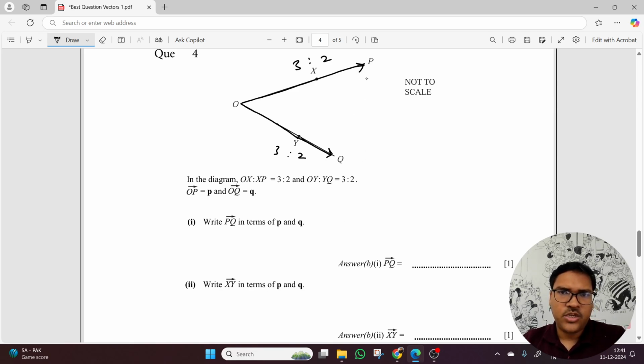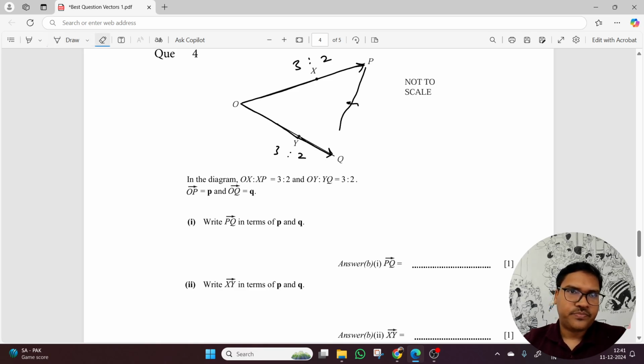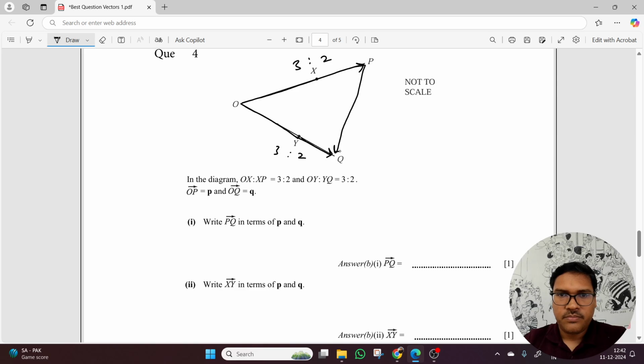So this part is easy, PQ. Just join from P to Q. What is PQ vector? You want to go from P to Q, right? So you go from P to O. This is minus P vector because OP vector is P vector. Then O to Q, which is plus Q. So that is the answer.